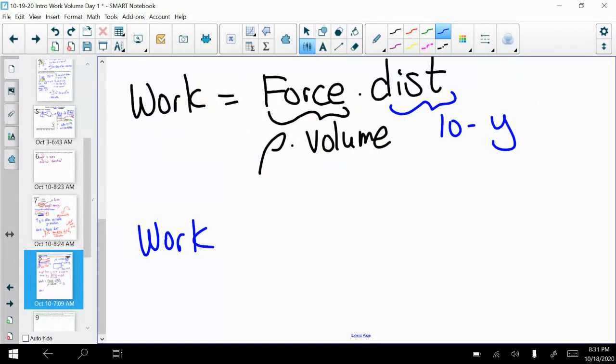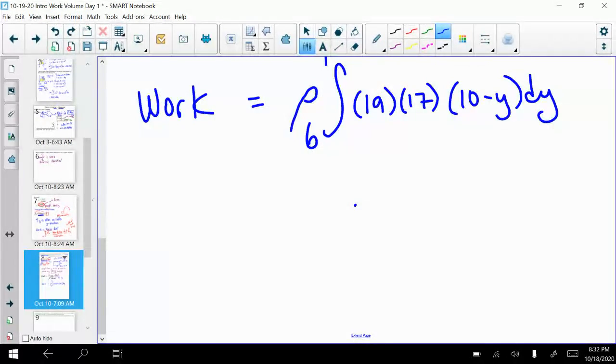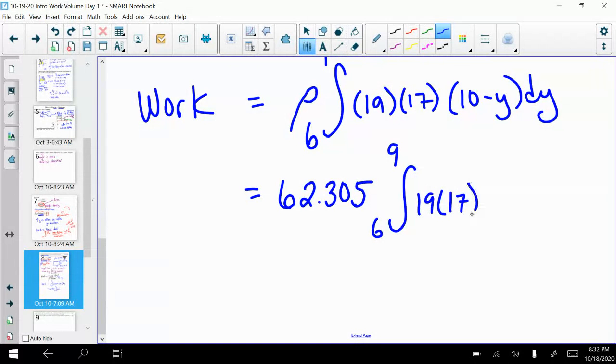So that means our work is the integral from 6 to 9 of rho, because rho is a constant, area, 19 by 17, which is very boring and not changing, the distance, and the dy to make it into a volume. And then, of course, rho, I think, was like 62.305. So we would go 62.305, 6 to 9, 10 minus y dy. And then we can just put this into our calculator.